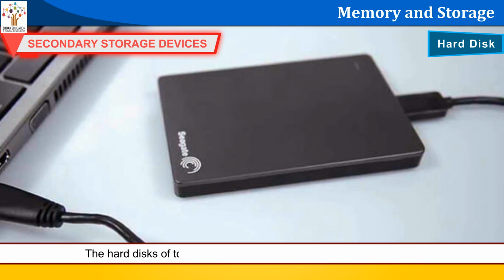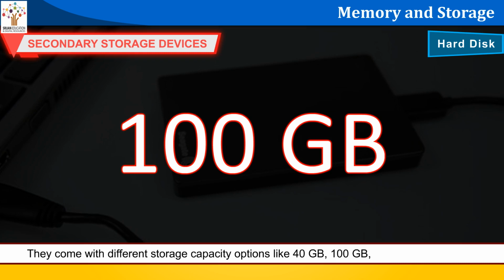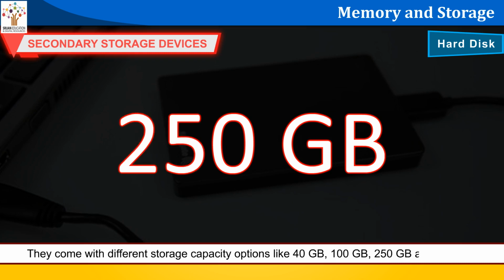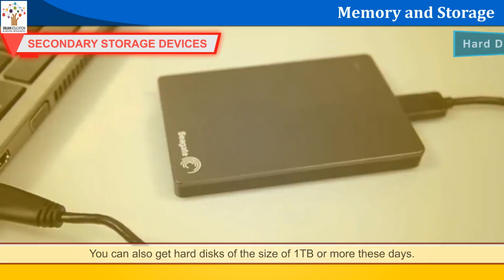The hard disks of today are much smaller than their earlier versions. They come with different storage capacity options like 40 GB, 100 GB, 250 GB and 650 GB. You can also get hard disks of the size of 1 TB or more these days.